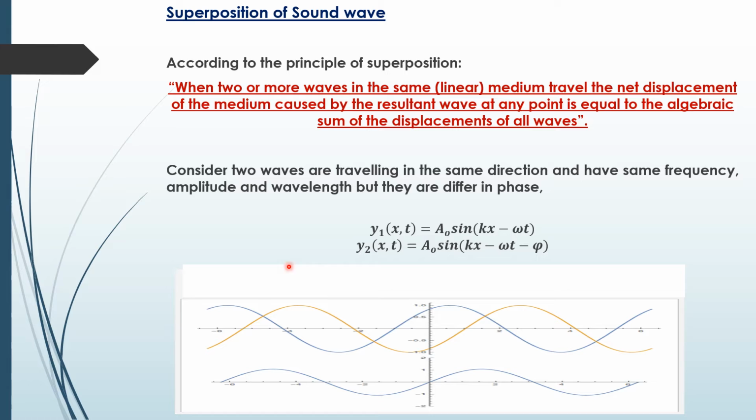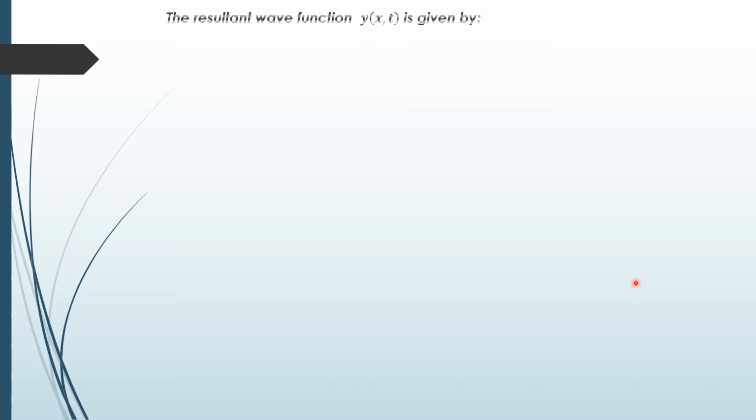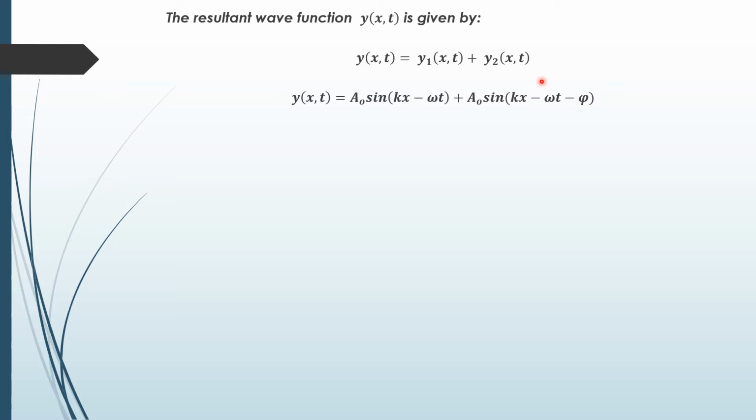So now what we do, we try to calculate the resultant of these two waves. So superposition is actually defined or explained using mathematical expression. So in this lecture you will see lot of maths. The resultant wave function y(x,t) is equal to y1(x,t) plus y2(x,t). Now putting the value of y1 and y2, y(x,t) is equal to a0 sin(kx - ωt) plus a0 sin(kx - ωt - φ).